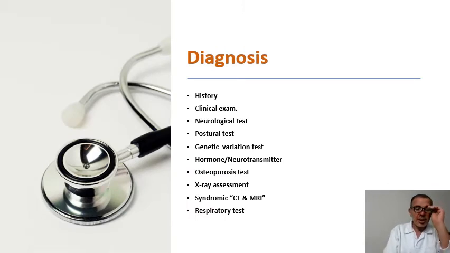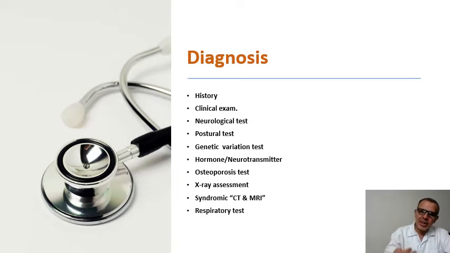Diagnosis for scoliosis includes history, of course, as we all know our role in the medical field, the clinical exam, the neurological tests. We add postural tests. Some institutes or clinics focus on genetic variation or gene variable tests, hormone and neurotransmitter chemical tests, even osteoporosis tests, like maybe urine analysis or a DEXA scan. And of course, we have the gold standard, the X-ray assessment for diagnosis.